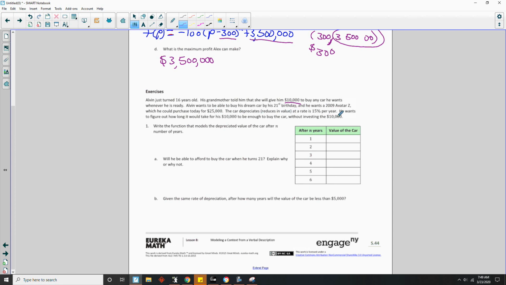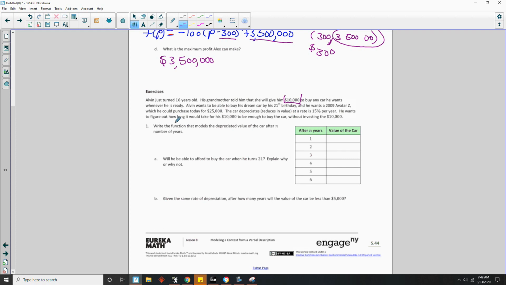without investing the $10,000. So he wants to take that 10 grand Grammy gave him and he wants to wait for a 2009 car to depreciate from 25 down to 10, and then he'll buy it. And he wants to know how long he's got to wait to get that model car.